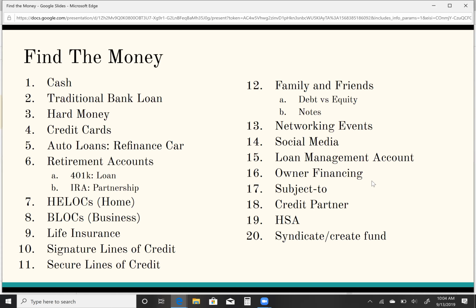So they owner financed it to us, even though it wasn't their money, it was the bank's money, right? So you're using their mortgage to fund your deal, essentially. And you don't have to go to the bank. You don't have to qualify for those types of things.